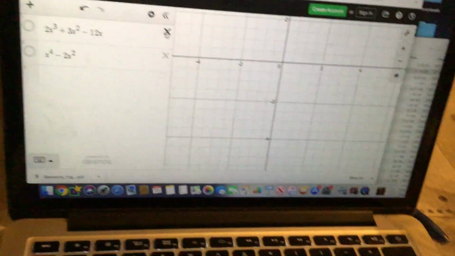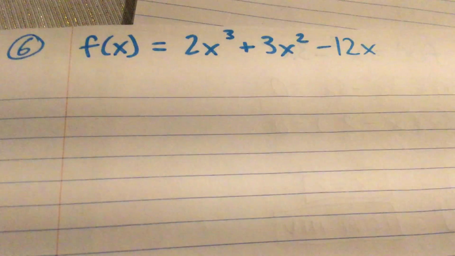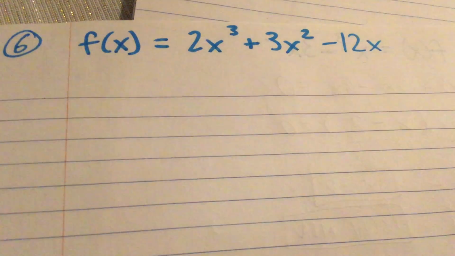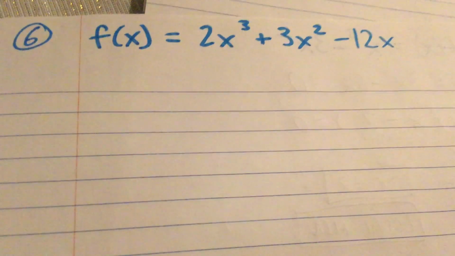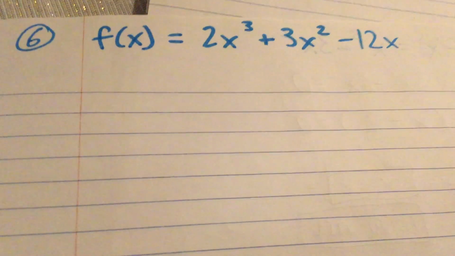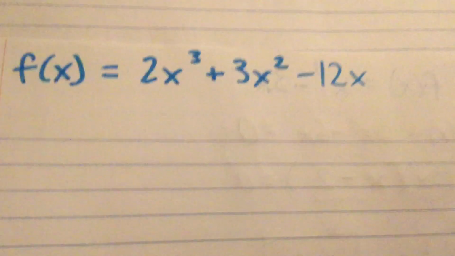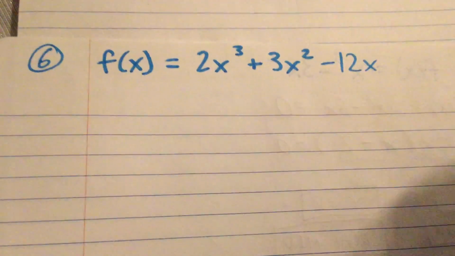Okay. So f of x is equal to 2x cubed plus 3x squared minus 12x. Find the x values that give me horizontal tangent lines and prove, are they a local min or a local max? Let's find out. So basically, let's do the same old song and dance.